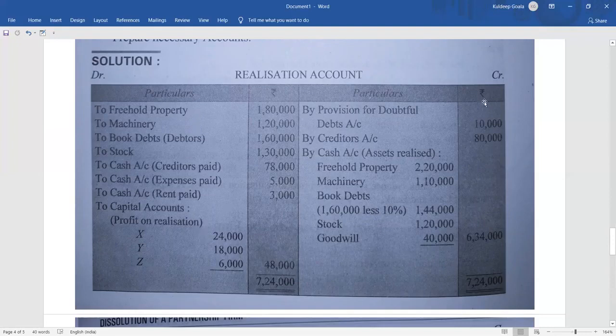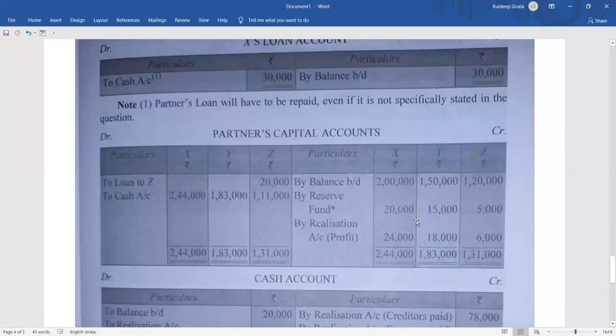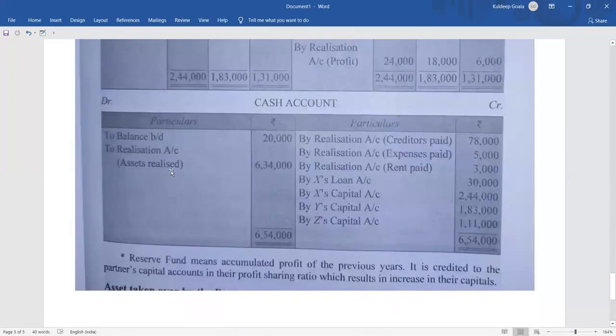Now coming to the credit side, what do we have related to cash? Only one cash account, that is related to the asset realized. And what is the amount? 6,34,000. So what is the entry for that? It will be very simple. It will go in the debit side of the cash as to realization account, 6,34,000. To realization account, you can mention in the bracket, asset realized 6,34,000.